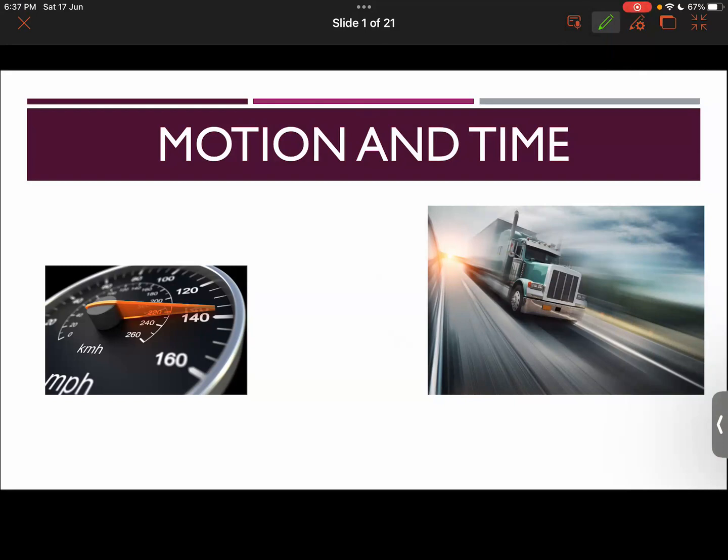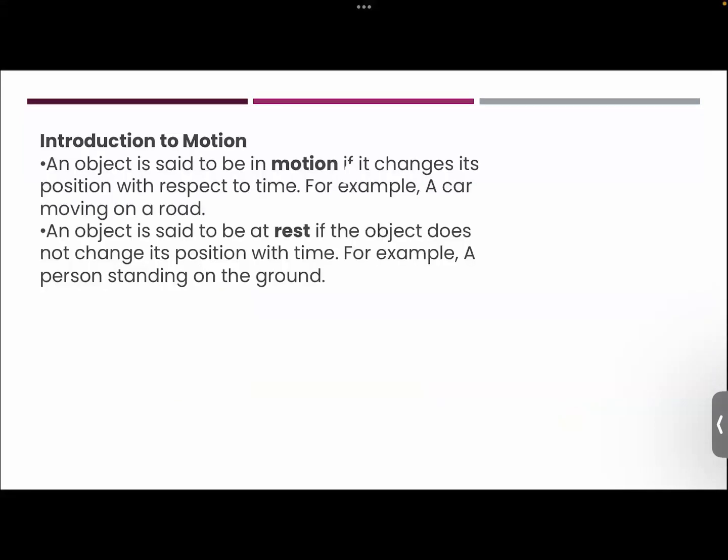So, in our previous class, we began with the new chapter, right? The chapter was basically motion and time. In this chapter, so far we talked about types of motion, like uniform and non-uniform motion, and we also talked about speed and time. So let's quickly revise the concepts, and then we will begin with new concepts in today's class. So we talked about motion, right?